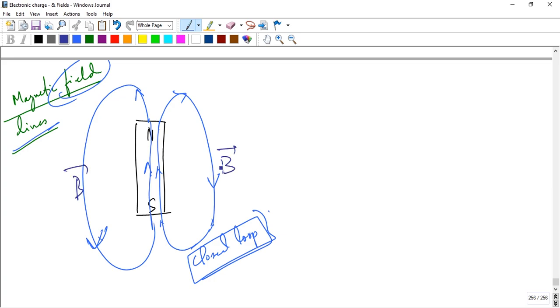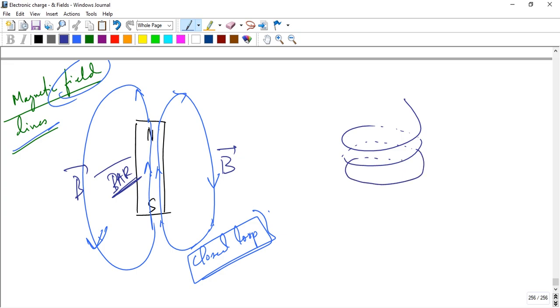Okay. Now another important point. If there is a bar magnet, that is a bar magnet. Now you can use a solenoid here. Suppose the solenoid looks like this. The dotted line is behind, the back portion of the solenoid.